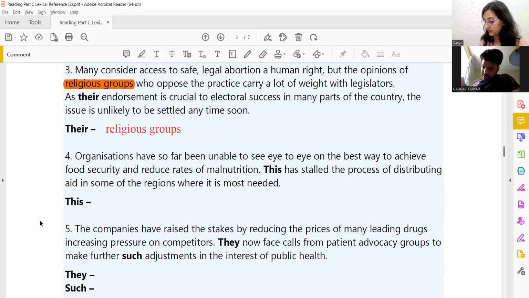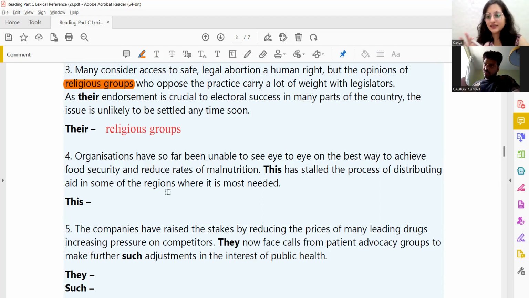The organizations have so far been unable to see eye to eye on the best way to achieve. The organization has, I think, so this organization is the plural. This has stalled the process of distributing it. Reduced rate of malnutrition has delayed the process of food to achieve food security. So this is a tough one, so I would like to do this again.